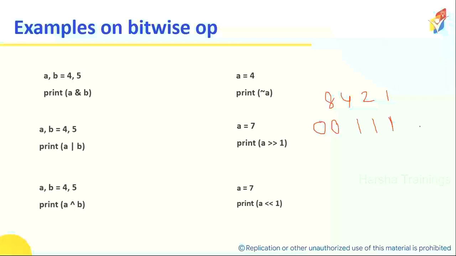Then, if I shift this bit, what will happen? It will remove the last one, and 10 will be added at left side. So what will be the value? 83.